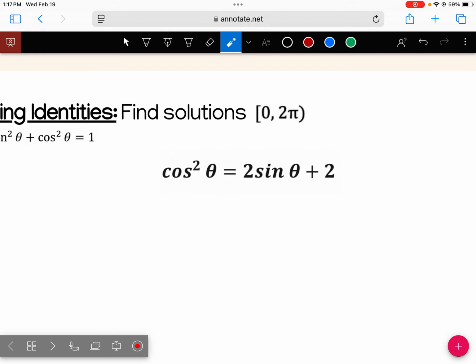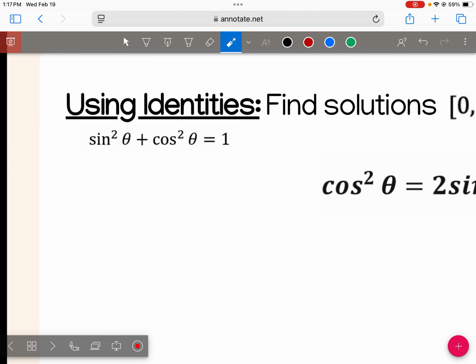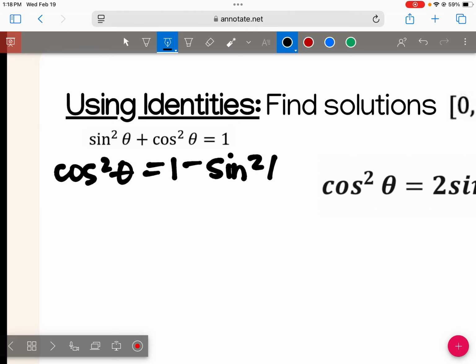But what can we do? Because we have something where there's a sine squared embedded in a cosine squared, right? We just literally talked about that. How can I make sine squared plus cosine squared equals 1 equal cosine squared? Subtract the sine. So the identity we're going to use for this one is cosine squared theta equals 1 minus sine squared theta.